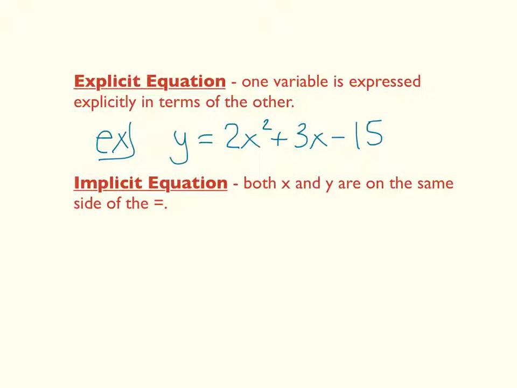Okay, an implicit equation is where both x and y are on the same side of the equal sign. So for example, if I have x squared plus 3y squared is equal to 5. Okay, now both x and y are on the same side of the equal sign.